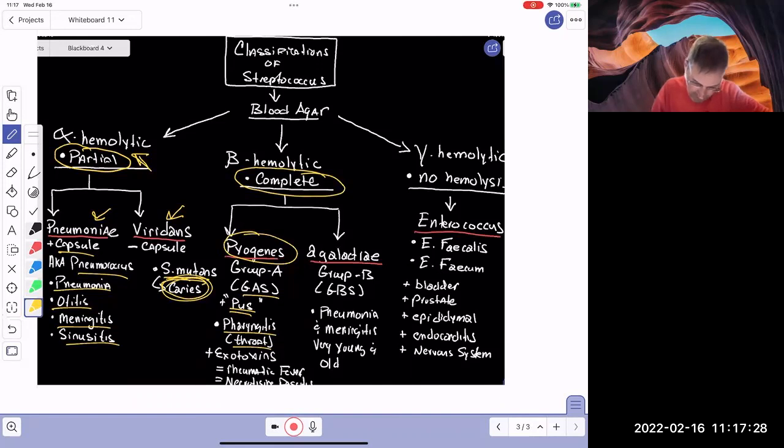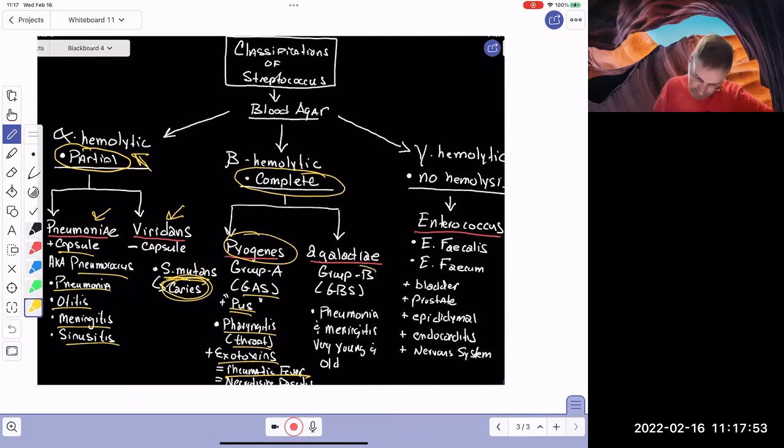These bacteria can also release toxins. These are called exotoxins, and these exotoxins can go and cause problems in other areas of the body. And these strep can colonize other areas of the body, like your heart valves. When that happens, this is called rheumatic fever. All right.